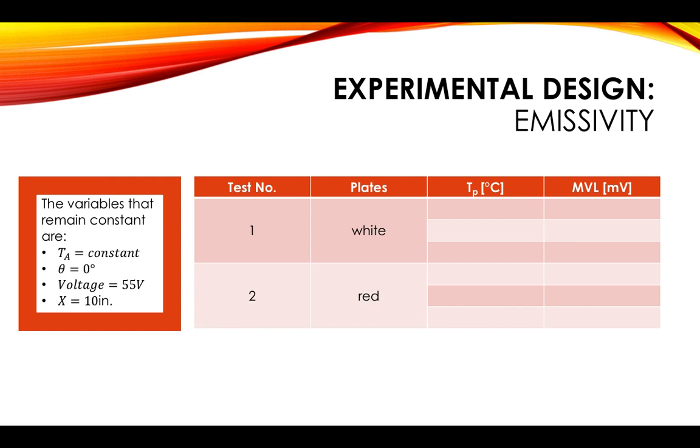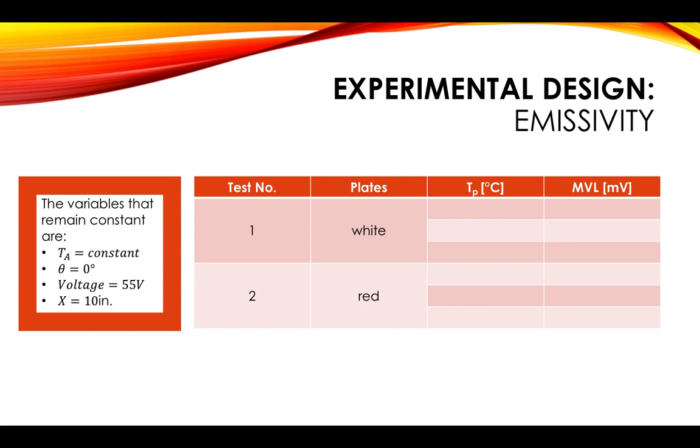The experimental design of emissivity helps us determine the emissivity of different surfaces using the matte black plate as reference. We will have 2 different test numbers, one with the white plate and the second with the red plate.